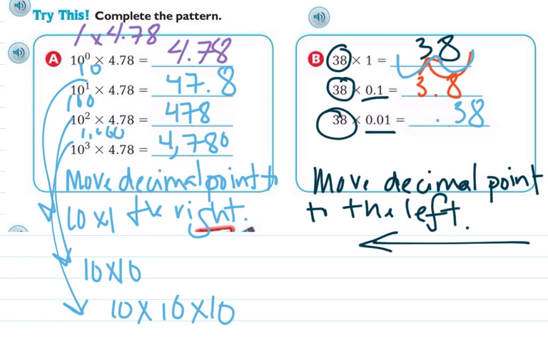38 times 100th, we're going to move from the original number 1, 2, and we would have 38 hundredths. So remember, boys and girls, if you are multiplying by an increasing power of 10, you're moving to the right one decimal space each time. If you're multiplying by a decimal, you are moving to the left because your product is decreasing.